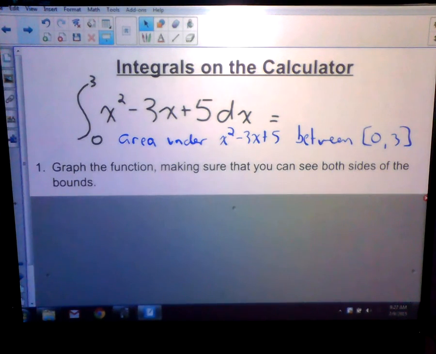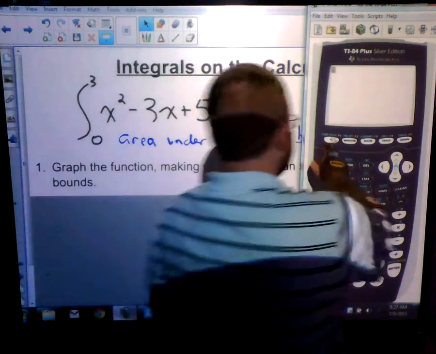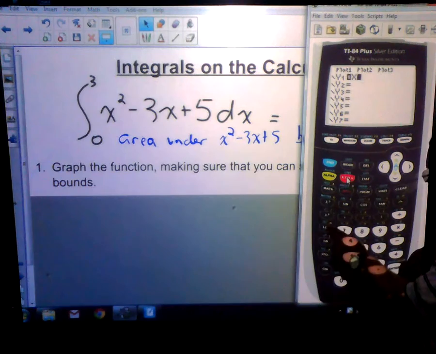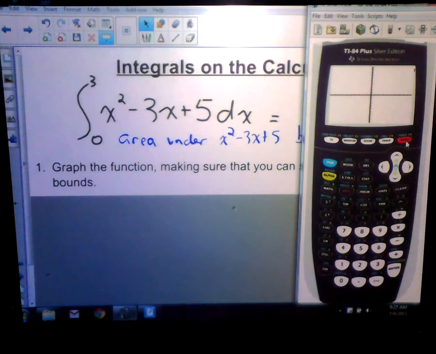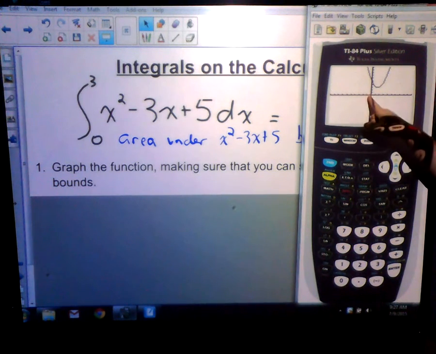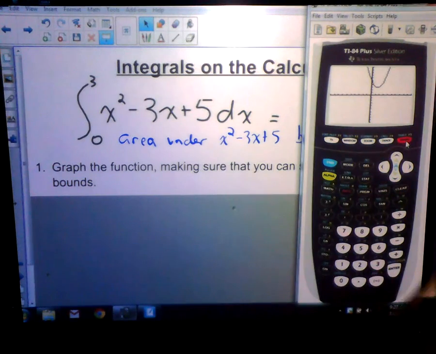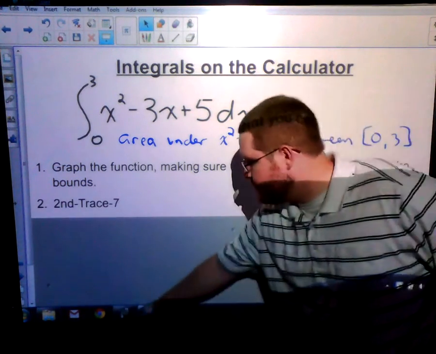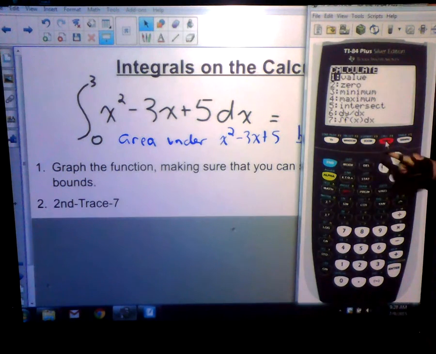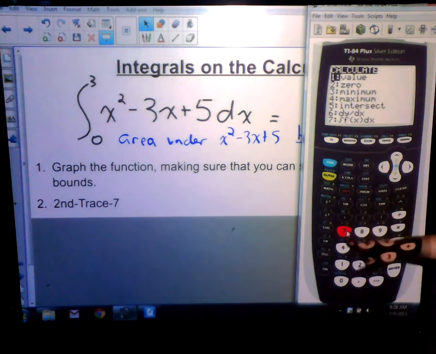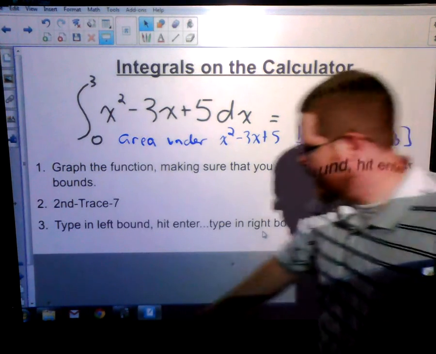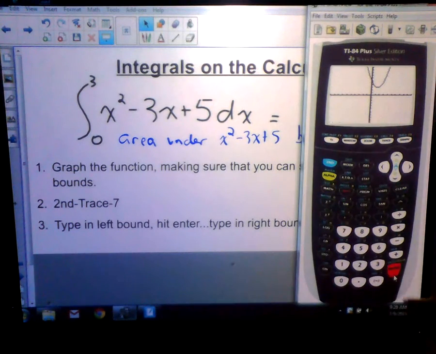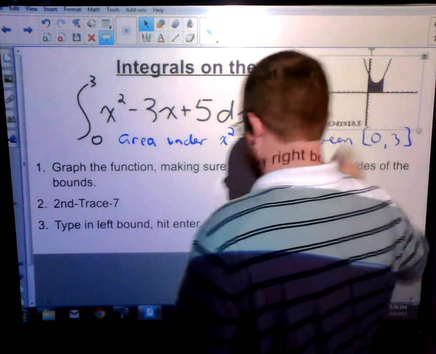Graph the function, making sure you can see both sides. Okay? Y equals x squared minus 3x plus 5. Graph it, make sure I can see both sides. I can see 0 and I can see 3, so we're good. Second trace 7. So second trace, and if you notice 7 is the integral. Type in the lower limit, hit enter. Type in the upper limit, hit enter. So the left bound is 0, enter. The right bound is 3, enter. And look, it tells me the area is 10.5.